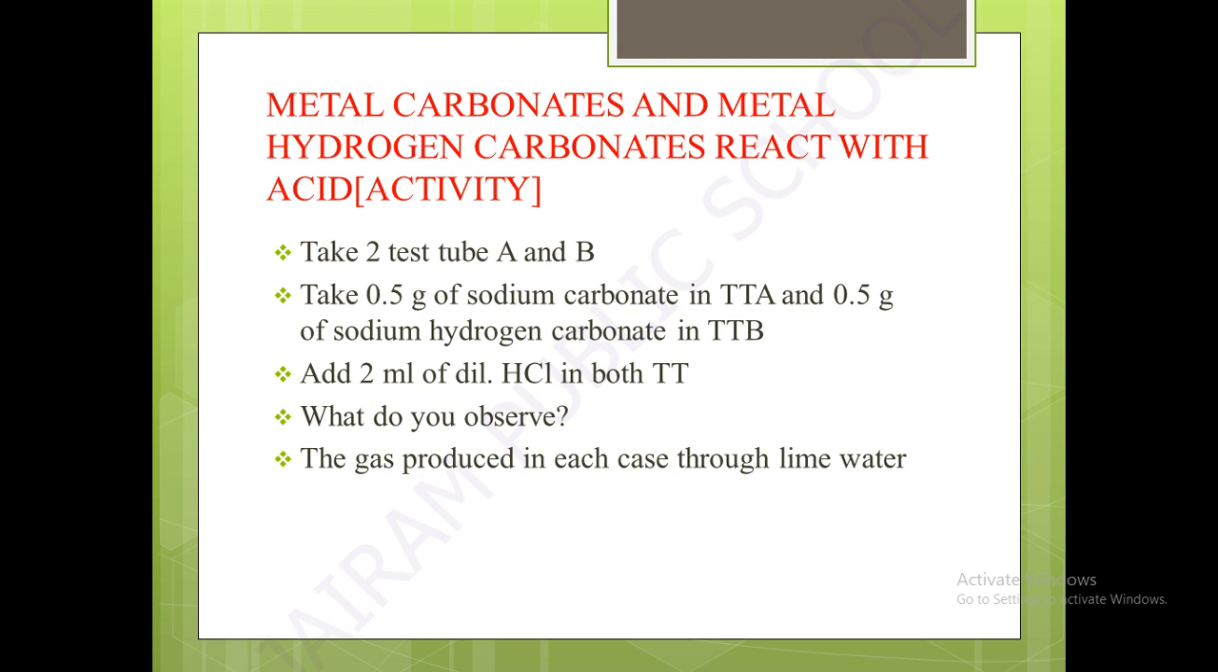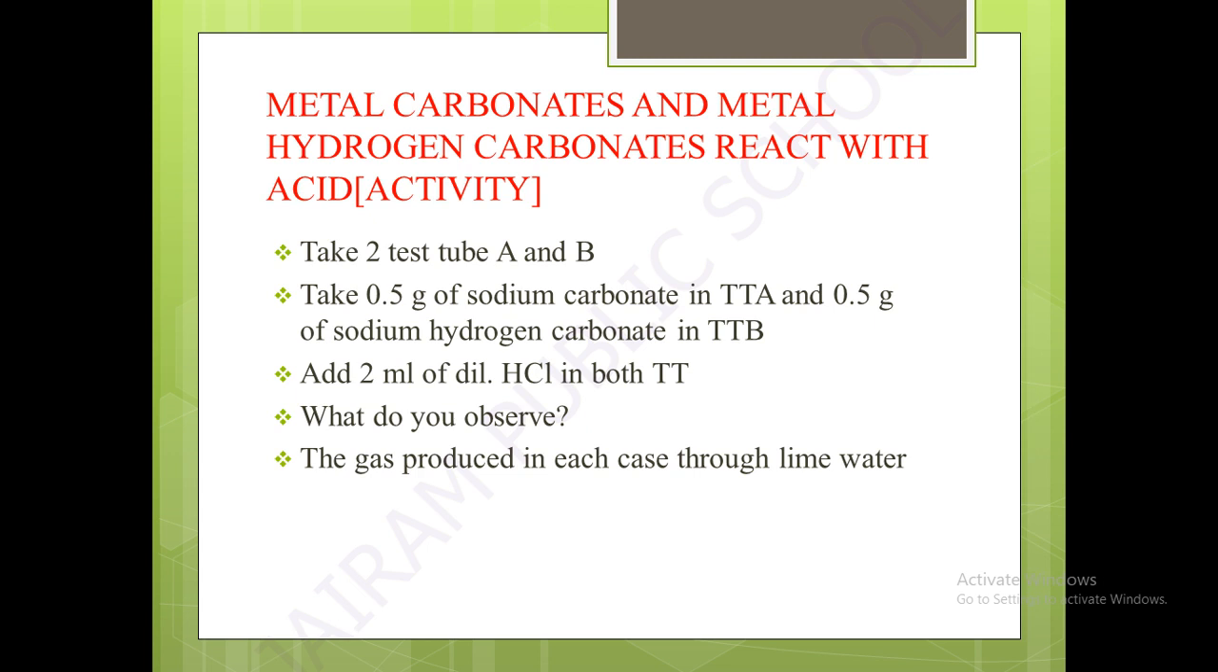Next thing we are going to see is the reaction of metal carbonates and metal hydrogen carbonates with acid. Here, what is the equation that takes place? If we take metal carbonates or metal hydrogen carbonates, the products obtained will be a salt, carbon dioxide, as well as water. Here we are going to perform a small activity.